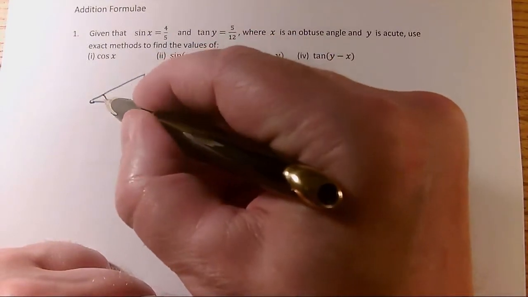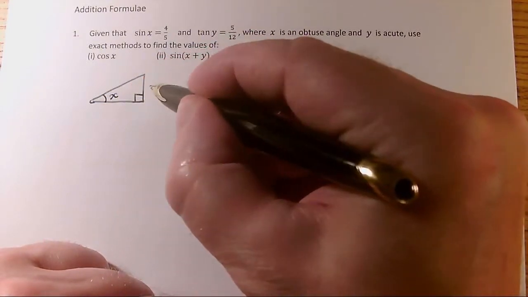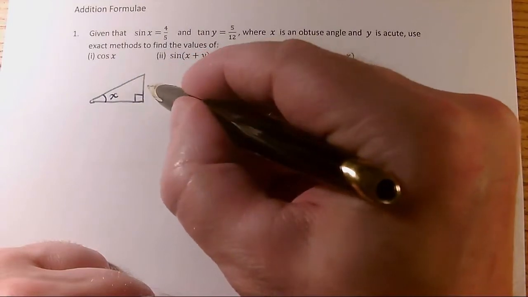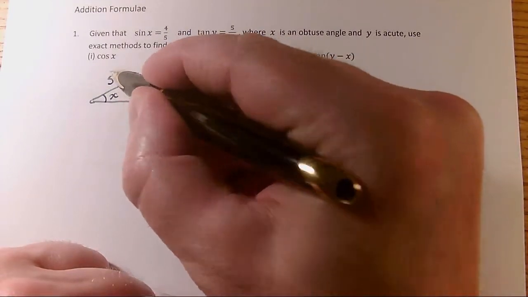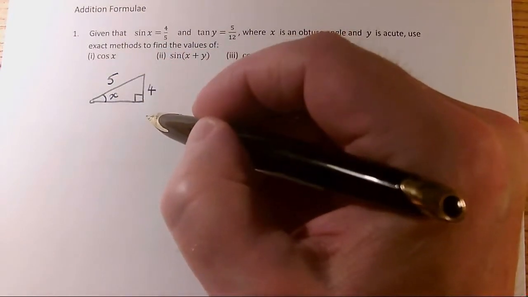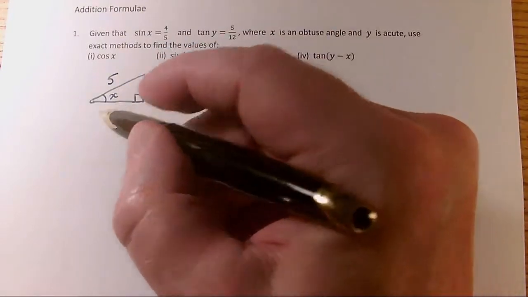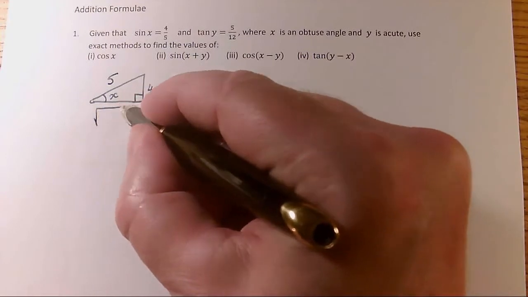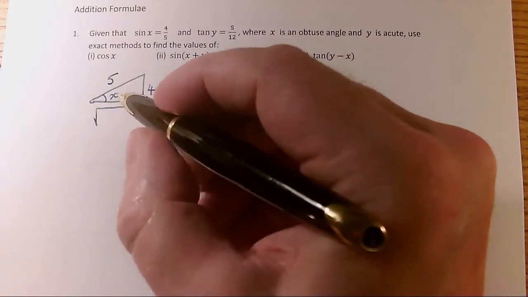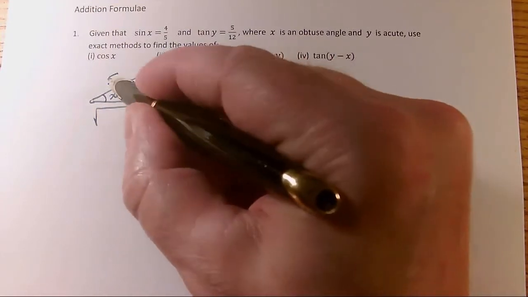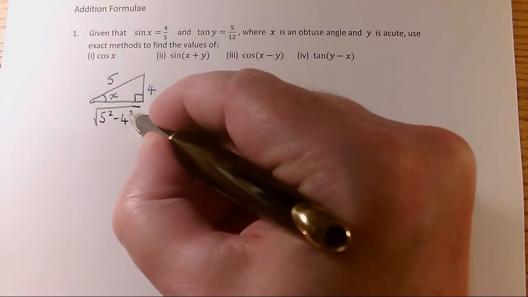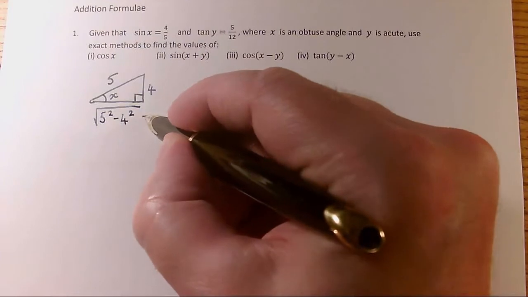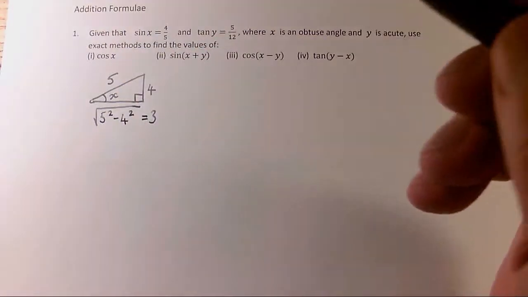So if we call this angle x here, and the sine of x is 4/5, we can pretend the opposite is 4, and the hypotenuse is 5. That's the correct ratio, 4/5. And we can work out the third side of the triangle using Pythagoras. So this one squared plus this one squared would be 5 squared. So we do the square root of 5 squared minus 4 squared, which is the square root of 9, which is 3. So it's a 3, 4, 5 triangle.